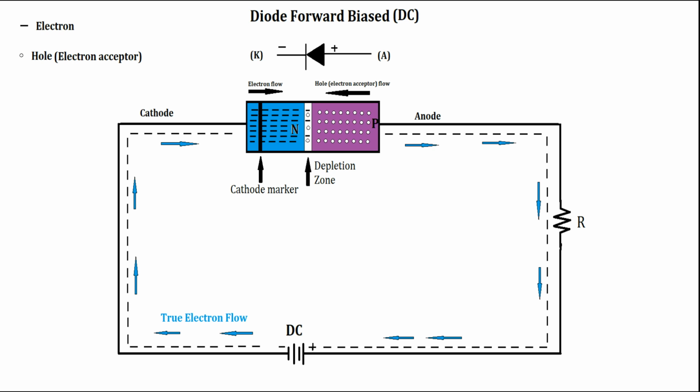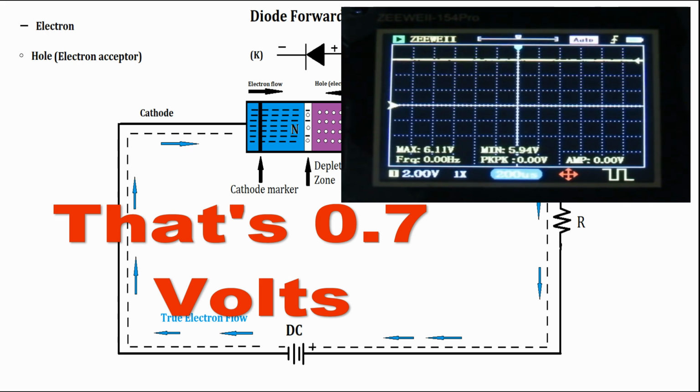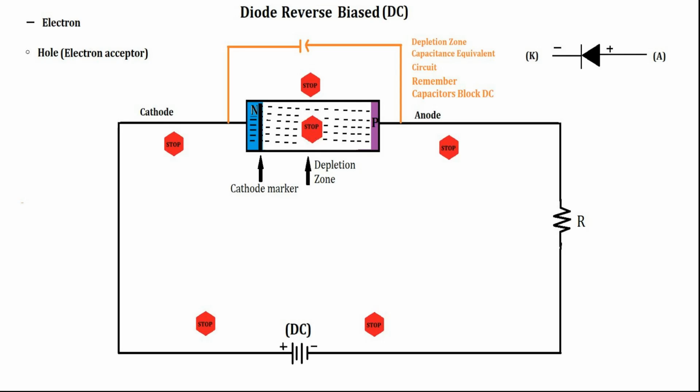It's kind of like a switch. At 0.7 volts, the switch is on. Below 0.7 volts, it's off. Another way to hook it up is reverse biasing.